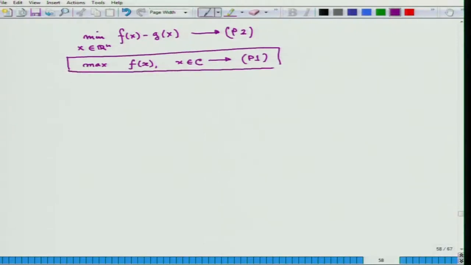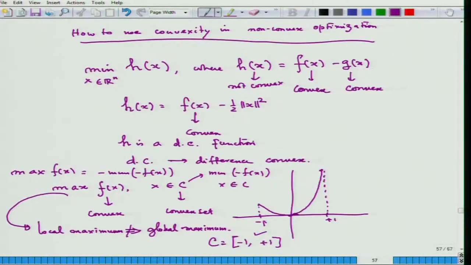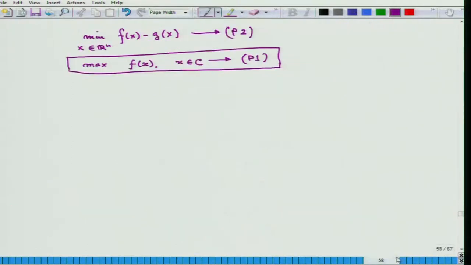We have shown yesterday by a very simple drawing that a local maximum of a convex function, which is minus 1 in this case, is not the global maximum, which is plus 1 when I am restricting C over minus 1 and plus 1. This is something very important to realize. And since even problem P 1 can be posed as a problem P 2 by writing this as the minimum of minus f x and then writing phi x minus f x, where phi x is 0, these two problems are very strongly related, or rather interchangeable in some sense.